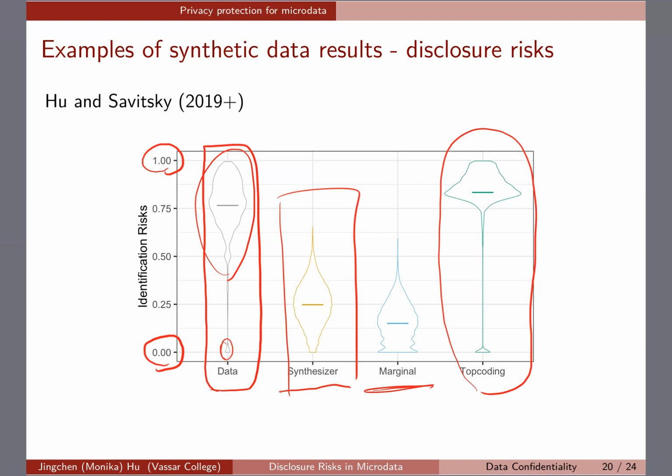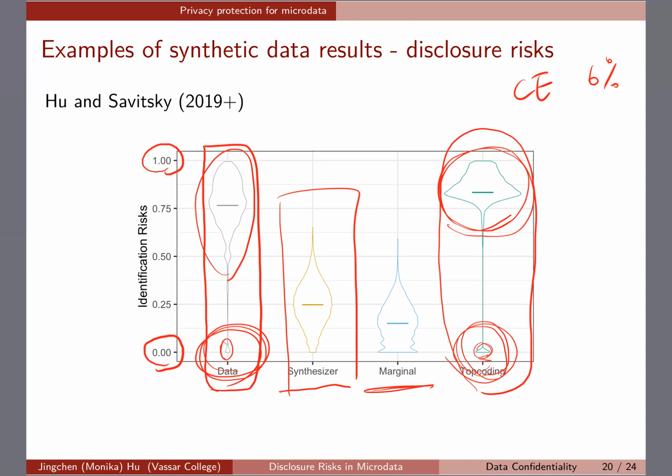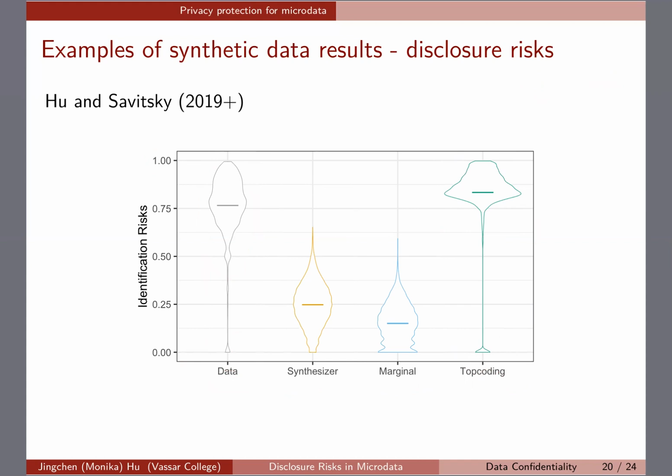I should just mention, for the CE data, only 6% of observations are being topcoded. The 94% never change. That is why many records still have very high risk, because they never change. Whereas you can see that this one is bigger than this one, because 60% of them are being topcoded, so you're able to give more protection for those. So that's the gist. Don't worry much about the detail, and I think I will just end here.